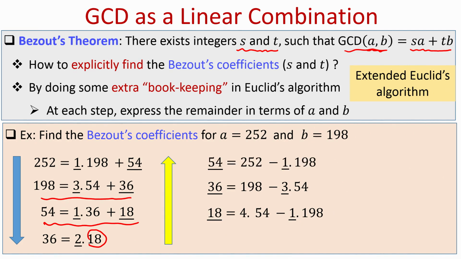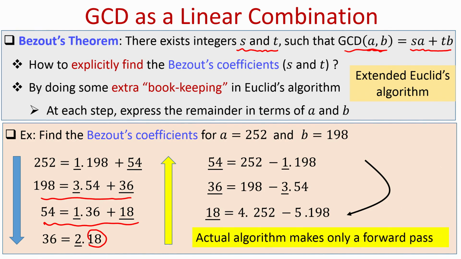And what I can do is, again I can go back one step up and rewrite my 54 as a linear combination of 252 and 198, and if I substitute that linear combination in this last equation, I end up getting that 18 is represented as a linear combination of 252 and 198. That means my Bezout's coefficients are 4 and minus 5.